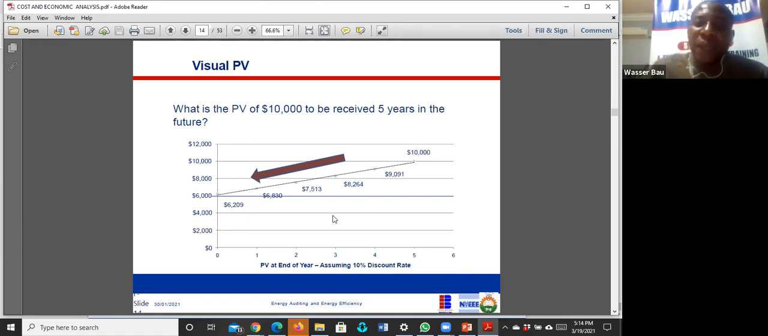So what it means is that if the prevailing interest rate from the bank, from the economy, from CBN, from your lender is 10%, it means that if you borrow $6,200 today, in the next 5 years, based on how you are paying back, you will have paid him $10,000, because you are borrowing at an interest rate of 10%. So the present value of $10,000 to be received 5 years in the future is about $6,000. This is also in reverse order. If I borrow $10,000 now, in 5 years' time that $10,000 is now worth $6,000. So it has fallen.